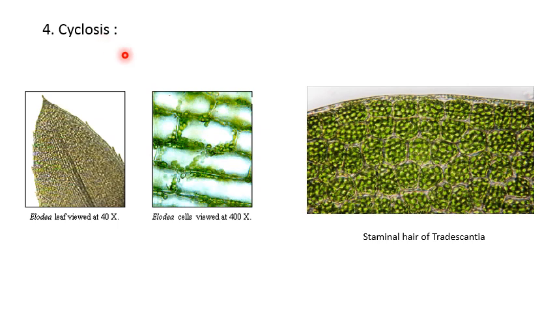The second type of movement is called circulatory movement. This is seen in the staminal hairs of Tradescantia. Here there are many vacuoles, and surrounding all those small vacuoles, the cytoplasm moves. This is circulatory movement, and in Elodea we find rotatory movement. Both come under cyclosis.